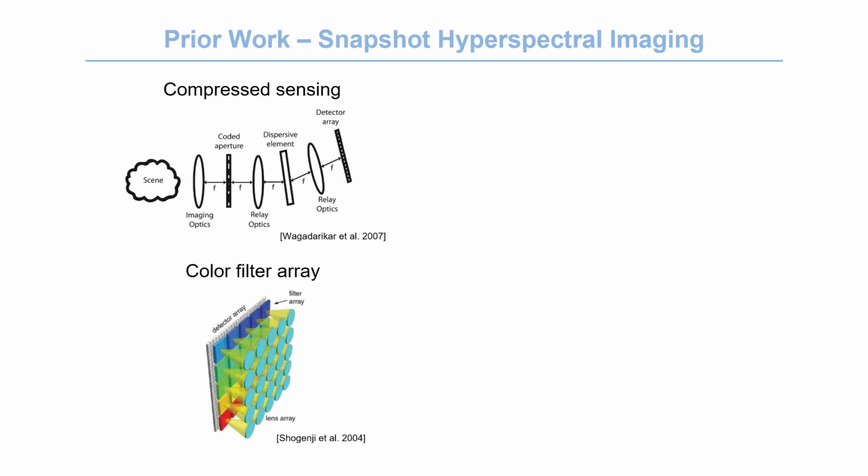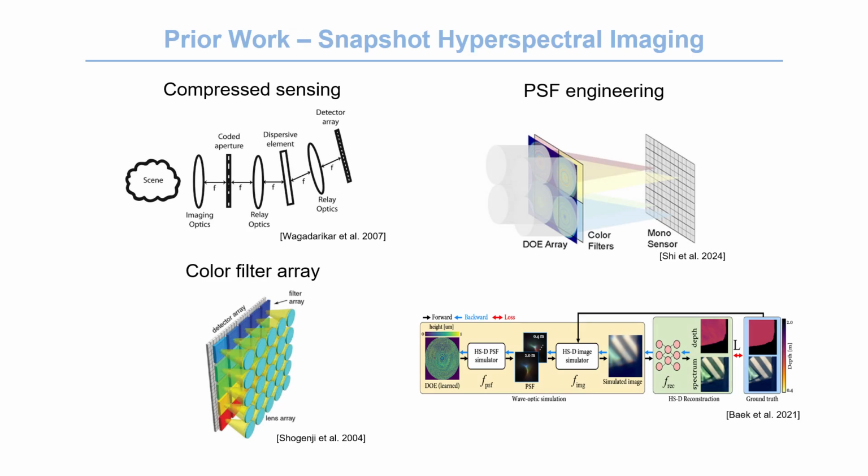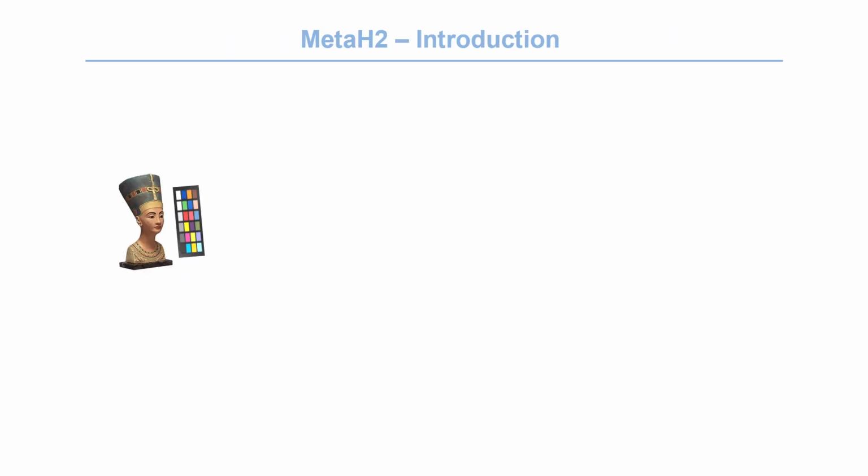As for the snapshot hyperspectral imaging, there are a bunch of techniques that encode the spectral information into the image, either using compressed sensing, filter array, or data-driven PSF engineering. But most of them only report effective imaging performance within a constrained dynamic range. To address the limitations and find the potential of combining hyperspectral imaging with exposure bracketing, we introduce a novel meta-surface-based imaging modality capable of capturing both types of information in a single shot.